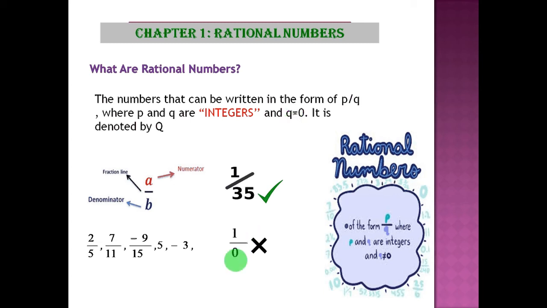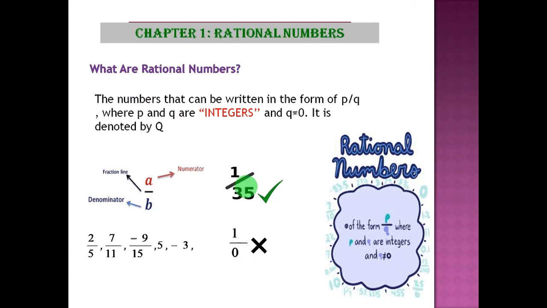So we should not write 0 in the denominator. Why? You all are well aware of this. 1 divided by 0 is not defined. We cannot divide by 0. That is why we should not write a rational number like this.